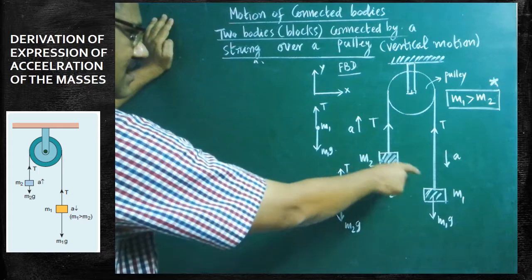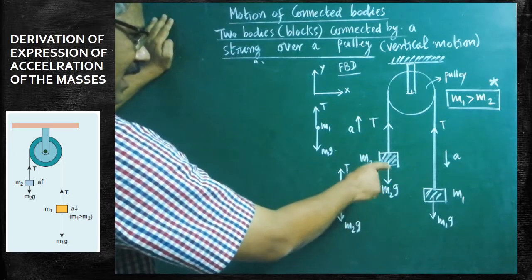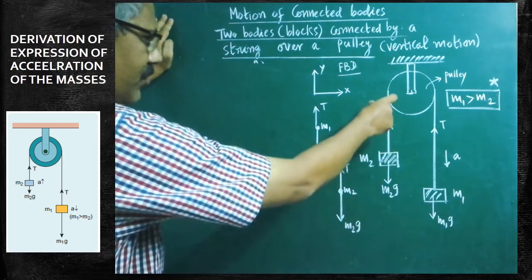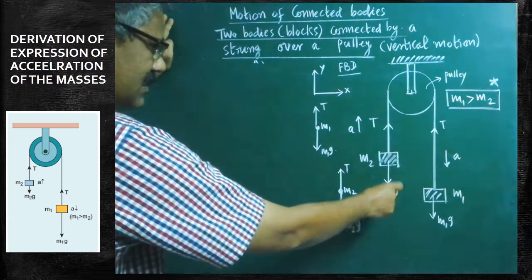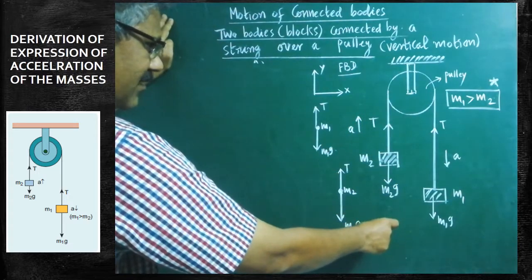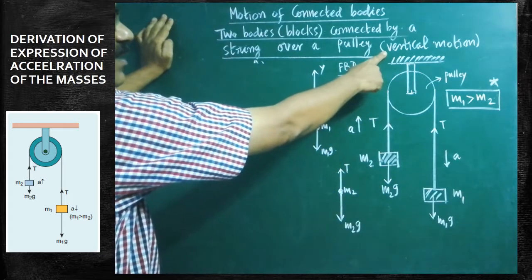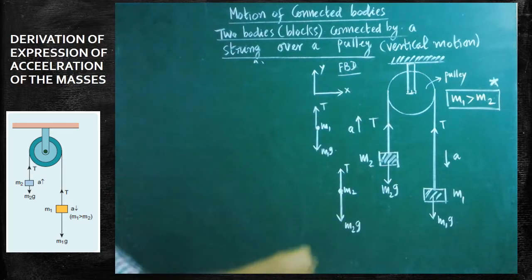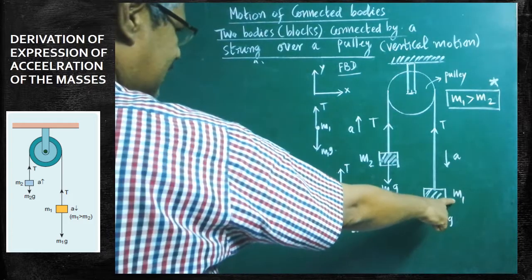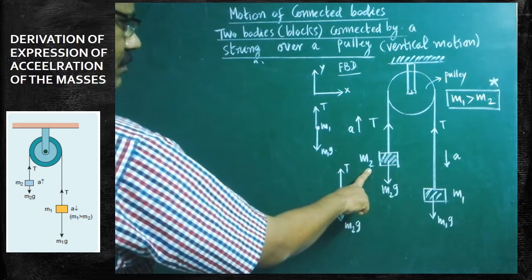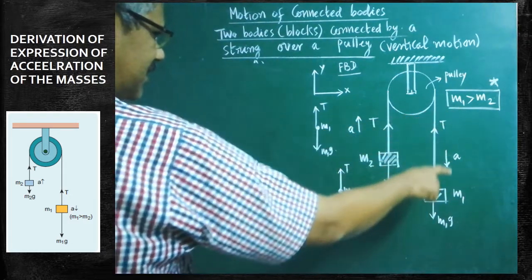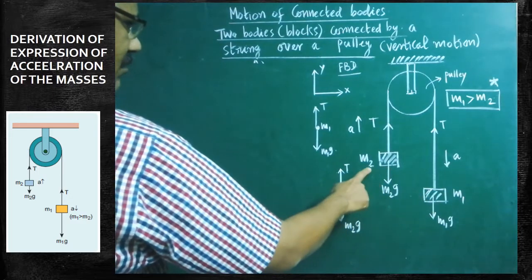Here, as soon as the masses are added, what will happen? There will be a movement of the masses, either in the upward direction or in the downward direction. That's why it is mentioned as vertical motion. Here look at the two masses. This is mass number 1, this is mass number 2. As per the textbook assumption, mass number 1 is greater than mass number 2.